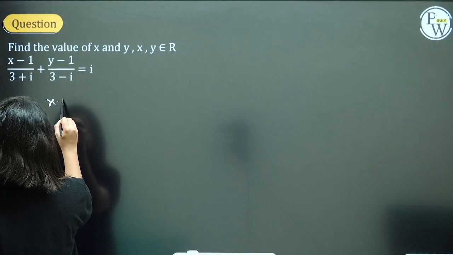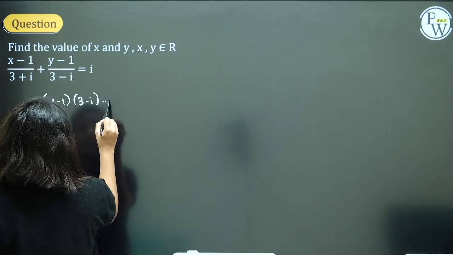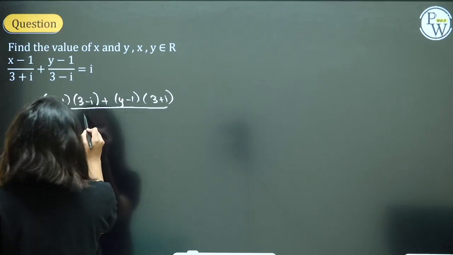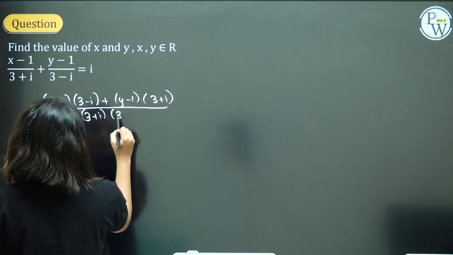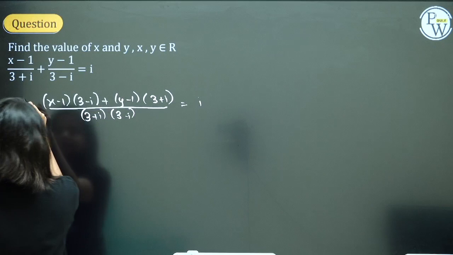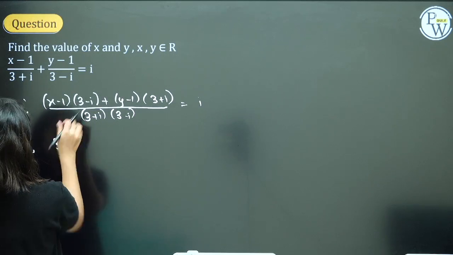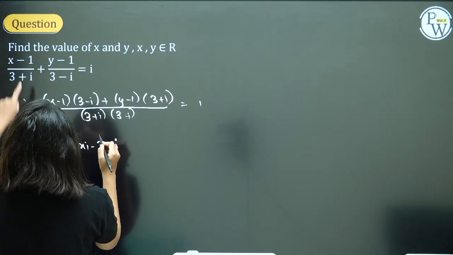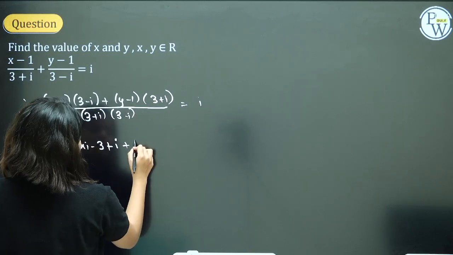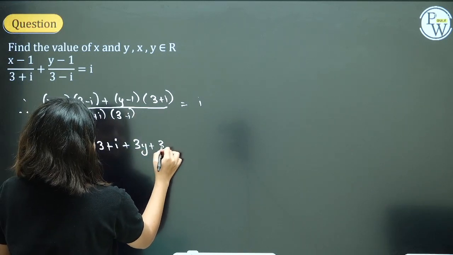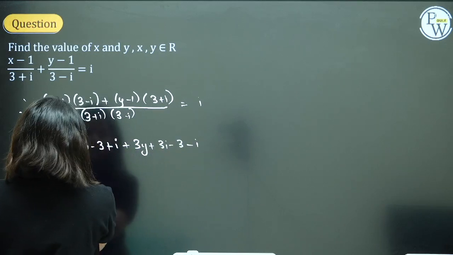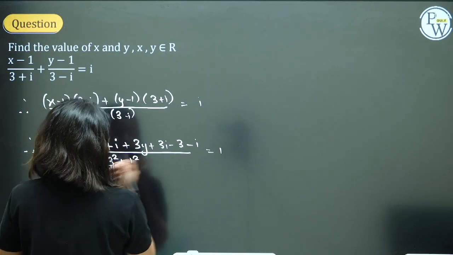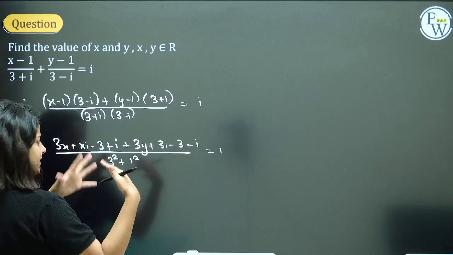Cross multiplication: x minus 1 into 3 minus i plus y minus 1 into 3 plus i, divided by a plus b, a minus b. Can you all see the denominator is sorted, a square plus b square. 3x minus xi minus 3 plus i, 3y plus 3i minus 3 minus i, divided by a plus ib, a minus ib is a square plus b square, equal to i.